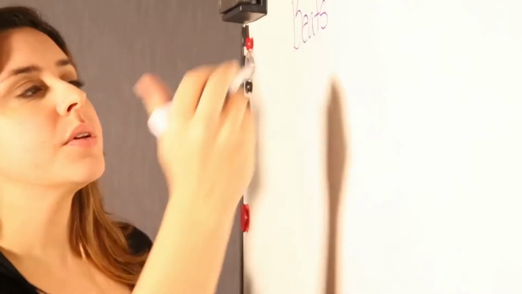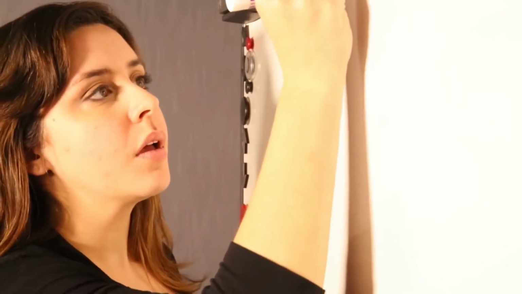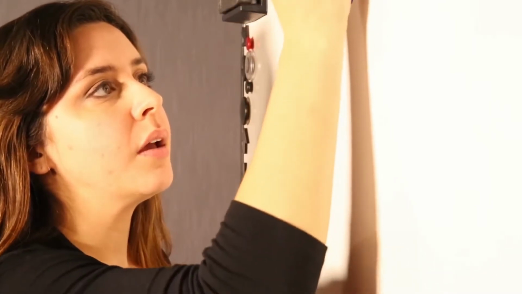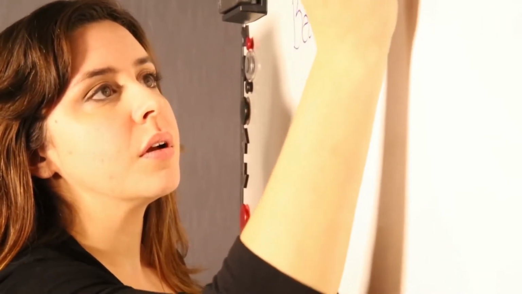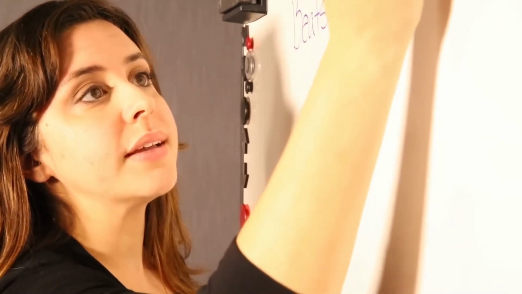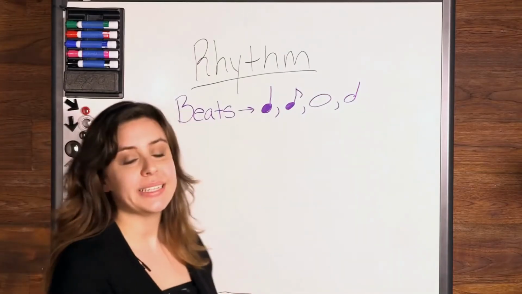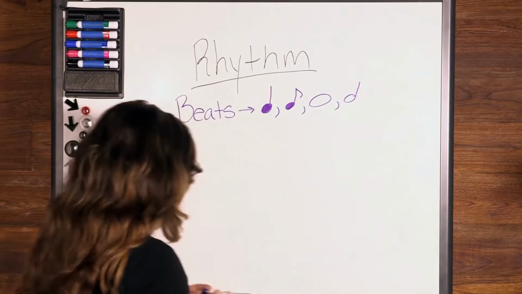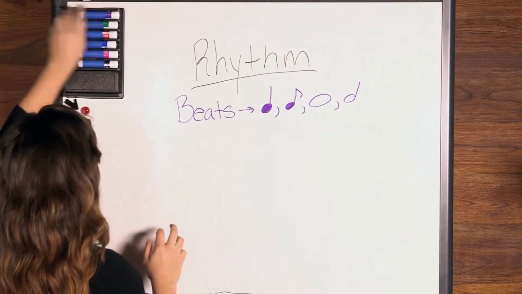And some examples would be, and I'll explain all of these in a moment. Some examples would be quarter notes, half notes, whole notes, and eighth notes. So those are examples, and I'll explain, like I said, a little more about what they are in detail in a moment. So that would be one aspect of it.